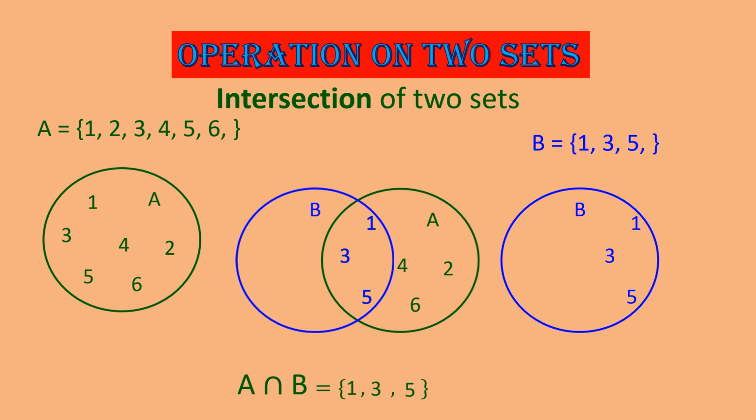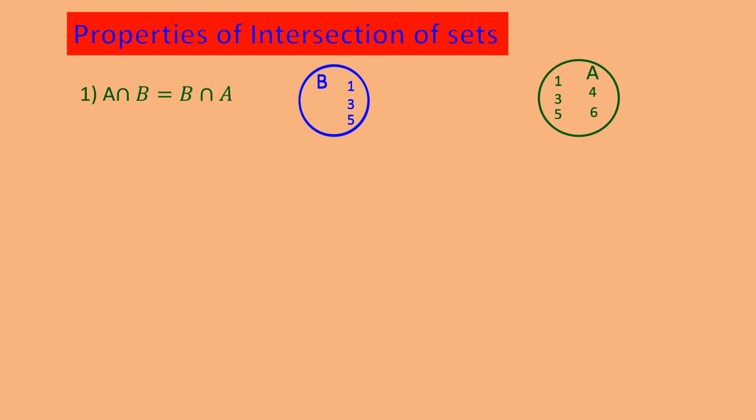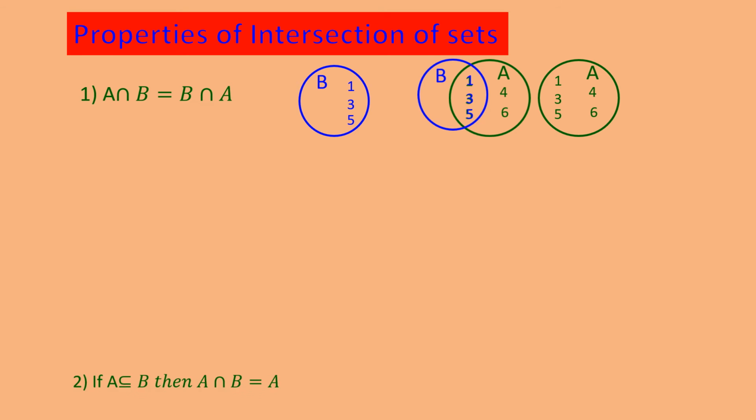Let's go for properties. So the properties of intersection of two sets. First property indicates A intersection B equals B intersection A. So pictorially, with a Venn diagram, we are showing it here. See here, either you can take A intersection B or you can take B intersection A. The answer will be the same, 1, 3, 5.